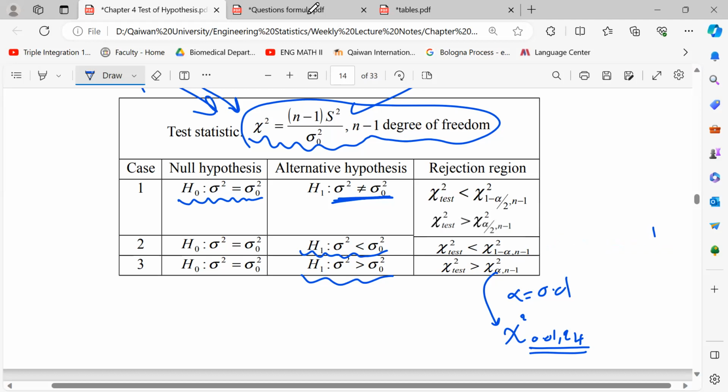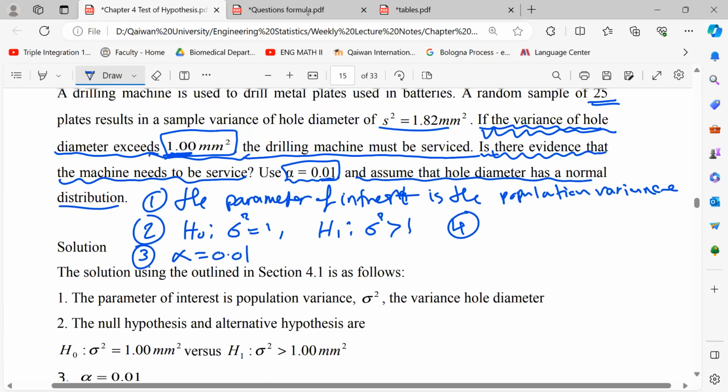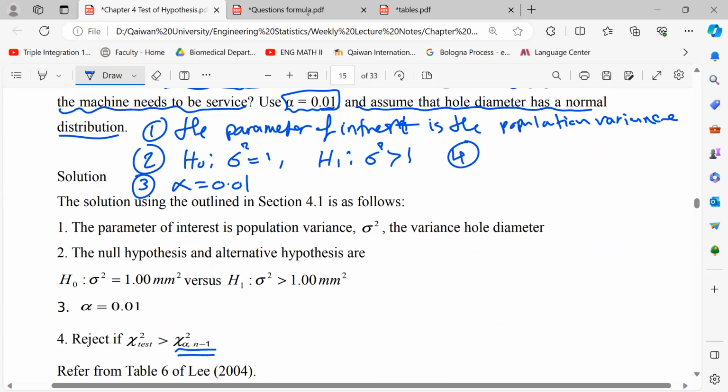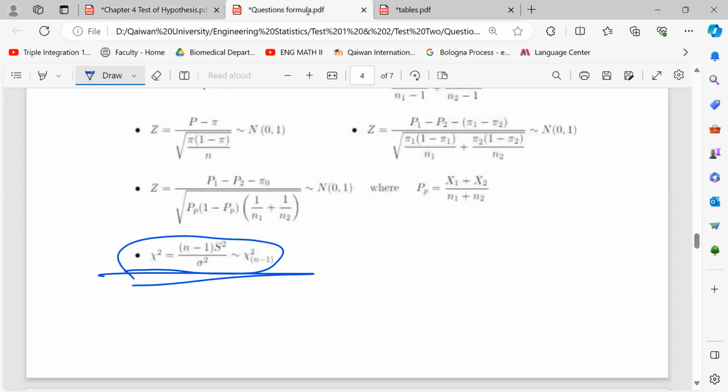Here we have this case. We need to find chi-squared of alpha and n minus 1. And we reject if the test statistic is greater than that value. Based on the table, if chi-squared test is greater than this one, we reject. But here we need to find this one. What's chi-squared of 0.01 and 24? We return to the table.